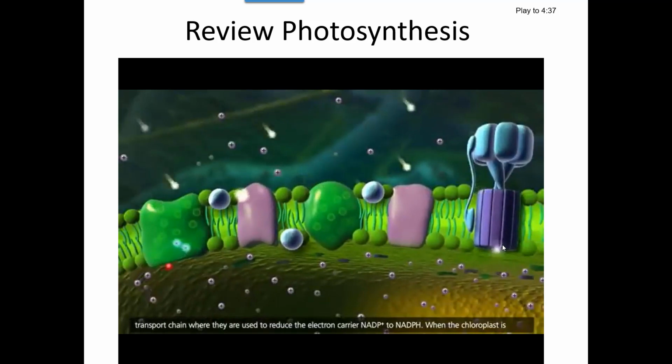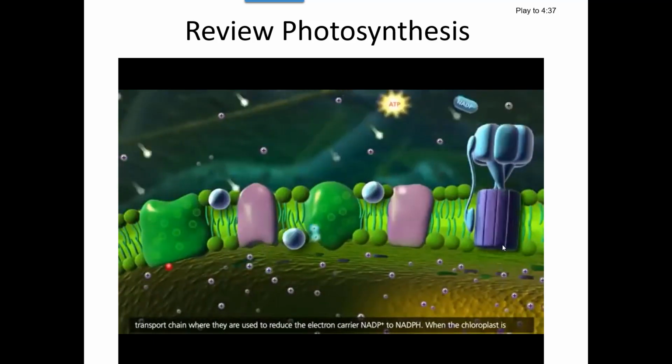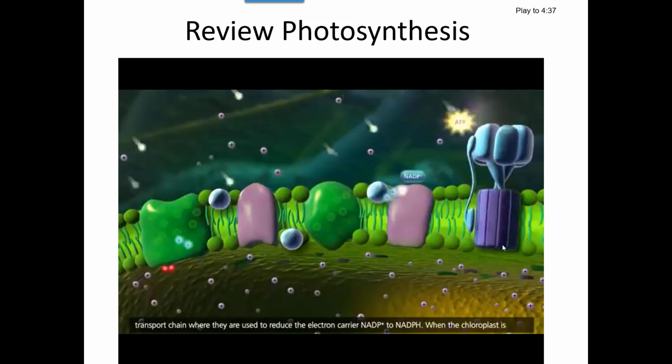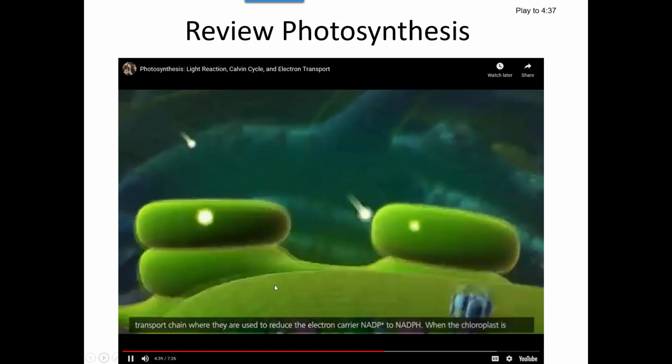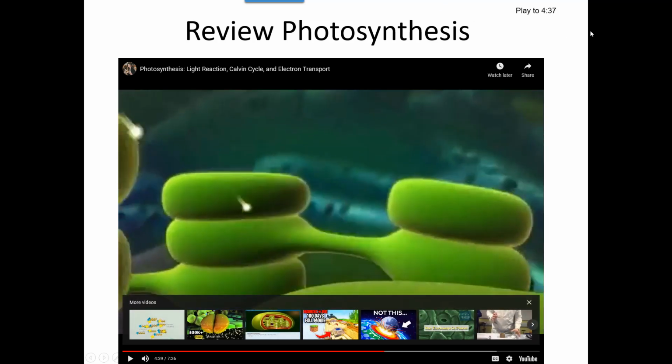I'm going to stop right there. So again, that went over kind of a nice summary, and it's always nice to see things like that actually in motion instead of just the pictures and listening to me lecture.